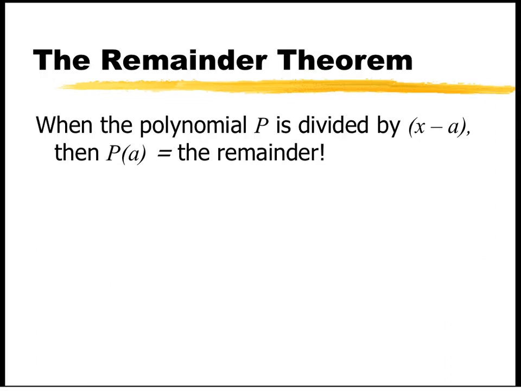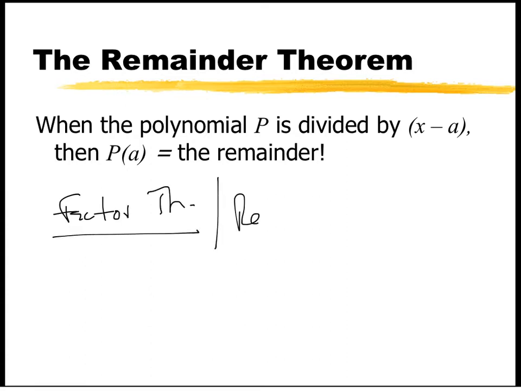So first things first, when the polynomial p is divided by x minus a, we're going to do this little remainder theorem before we start going into synthetic division. So when the polynomial p is divided by x minus a, then p of a is the remainder. This almost looks exactly like the factor theorem. But now, instead of the factor theorem, we're going to call it the remainder theorem. Whatever it's equal to is left over.